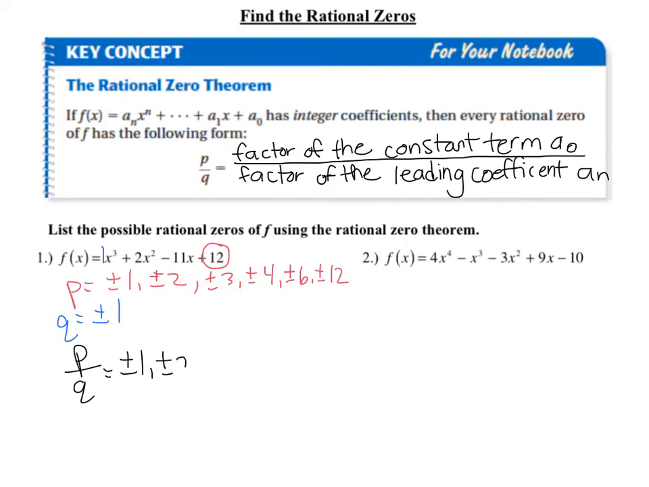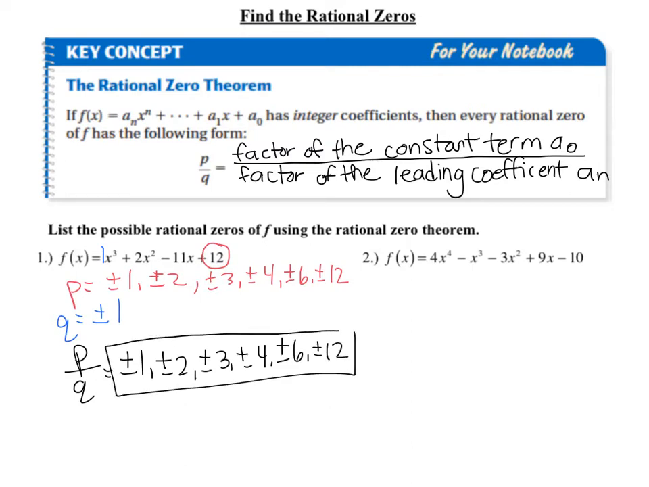So that means that the possible zeros in this case were really just the factors of the constant, because the leading coefficient was 1, and dividing by 1 wouldn't change anything. So these are our possible zeros for the first example.